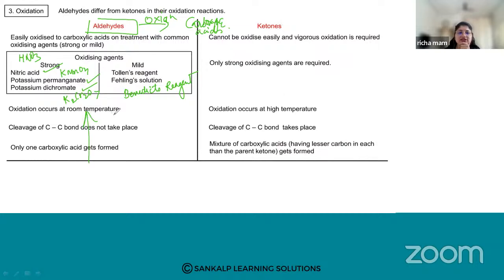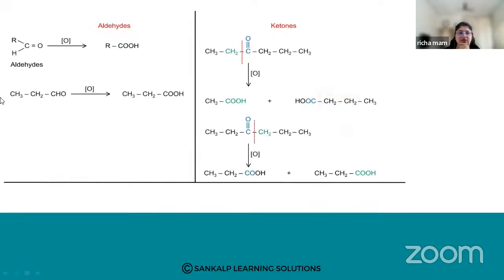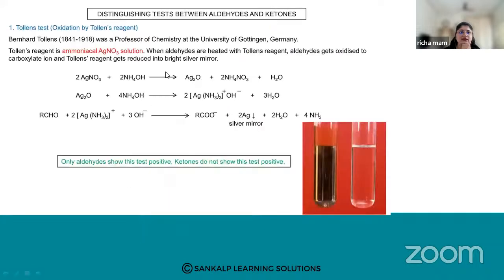So first, let us see the oxidation of aldehydes by using the weak oxidizing agents, that is Tollens reagent, how it reacts with Tollens reagent and how it reacts with Fehling solution. Tollens reagent is an important test. Mark this as important. What is Tollens reagent? Tollens reagent is called ammoniacal silver nitrate solution.